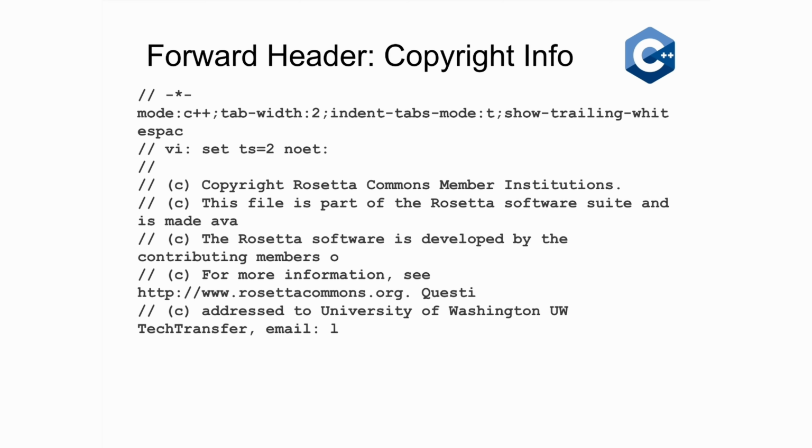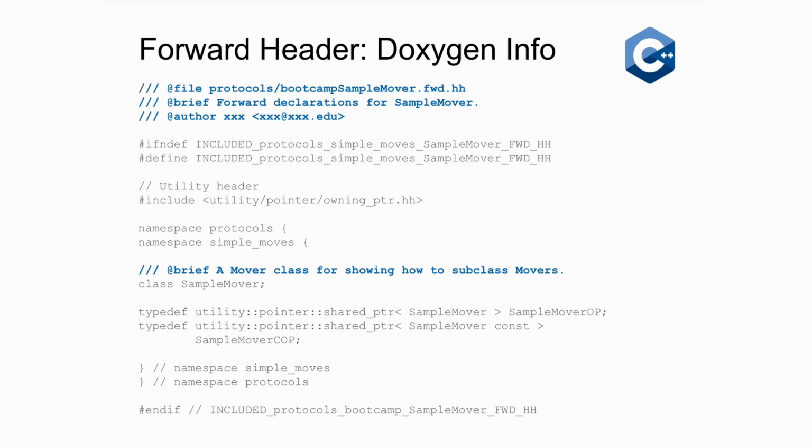So what's in your forward header file? This is going to be for the C++ folks. You'll have your copyright line, which you should have seen already in some of the files. Does this look familiar? Yeah.